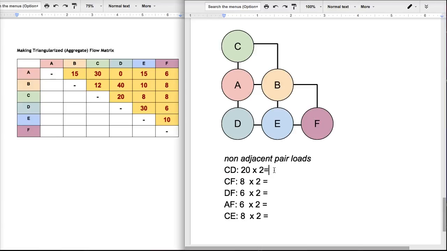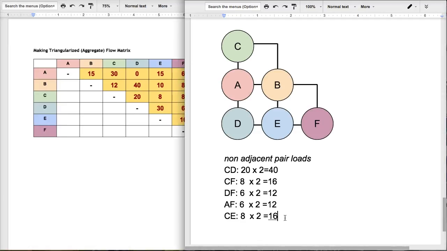And the results of those products are 40, 16, 12, 12, and 16. And that results in a total of 96. And that's an improvement. It's a lower weighting compared to our initial layout, which was a weighting of 124.